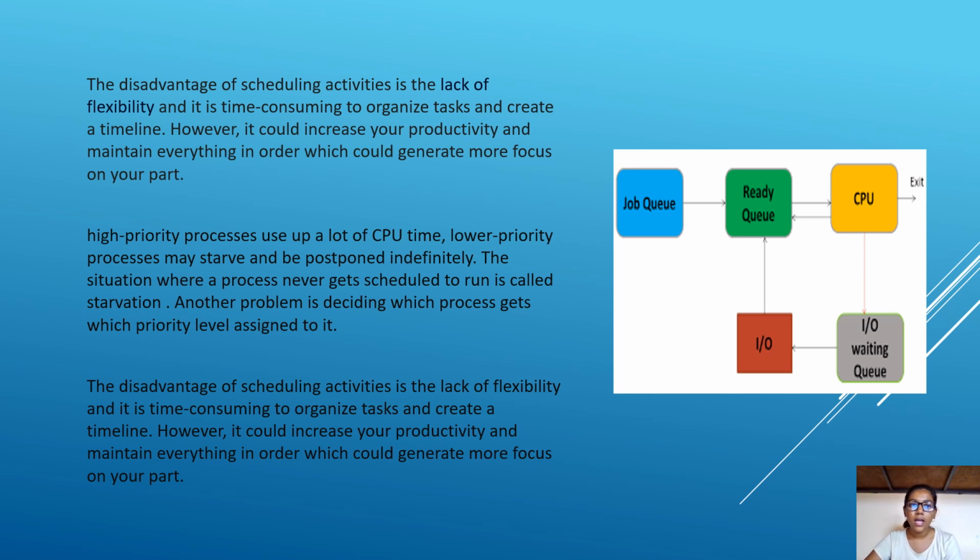High priority processes use up a lot of CPU time. Lower priority processes may stray and be postponed indefinitely. The situation where a process never gets scheduled to run is called starvation. Another problem is deciding which priority level gets assigned to which process. The disadvantage of scheduling activities is the lack of flexibility, and it is time consuming.